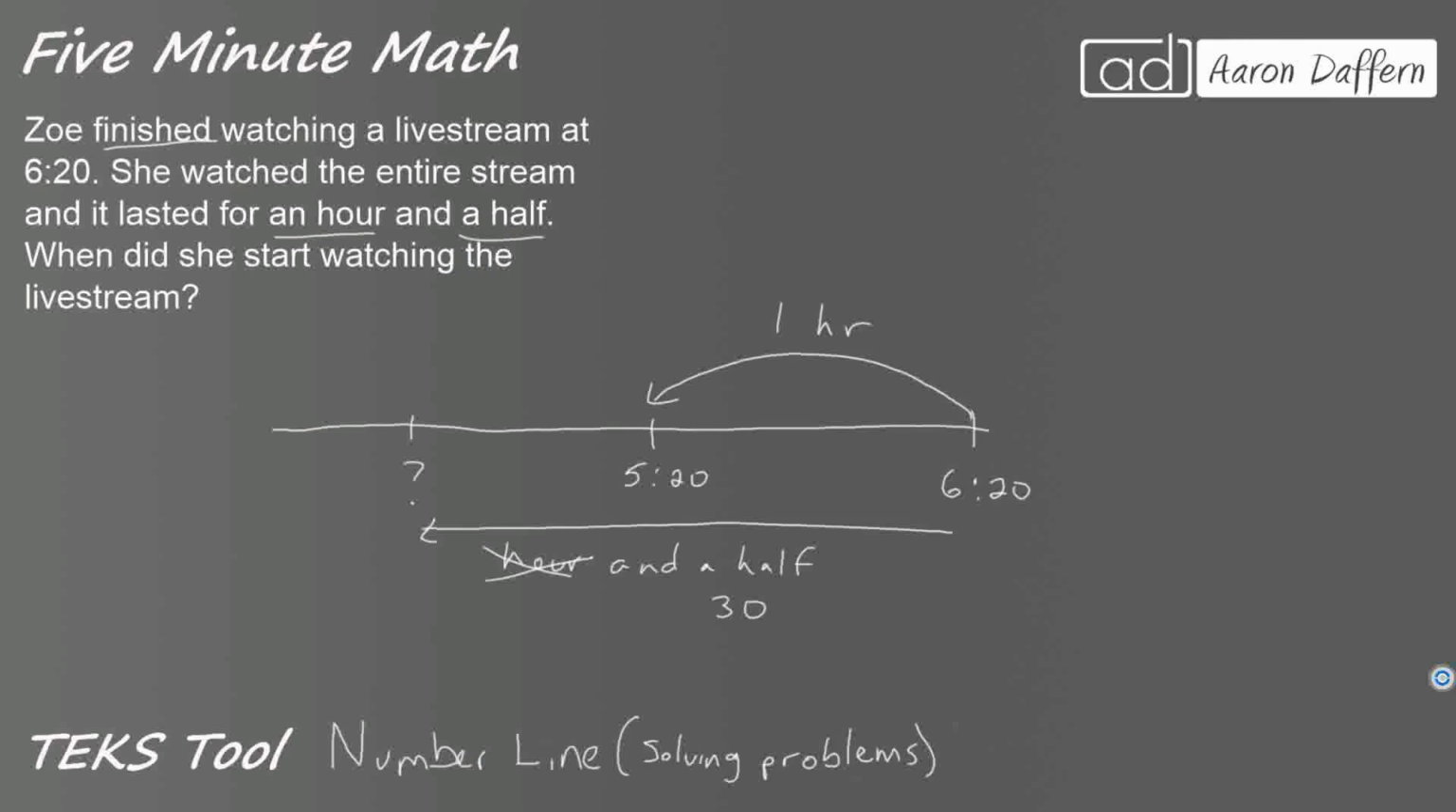So what we do here, we break this 30 minutes into two chunks. I'm going to break it into 20 minutes. I'm going to do that because that's going to get me to the hour. And then that means I've only got 10 left. So I'm going to take another 10 minutes. That's the hardest part. We got to visualize. It's going to be 10 minutes before 5 or 4:50. So that's when she started watching it.